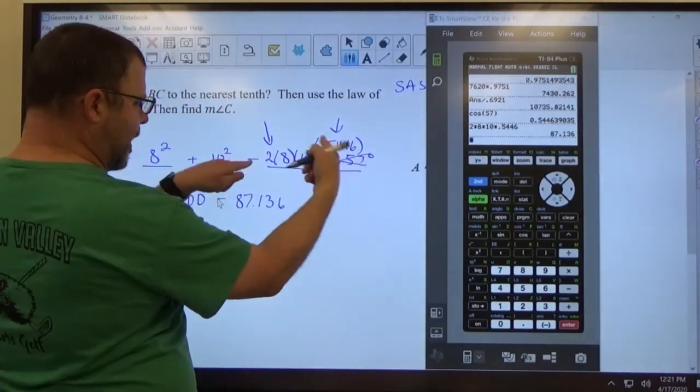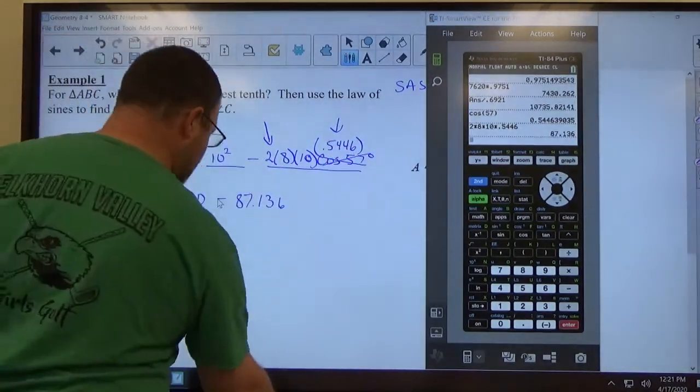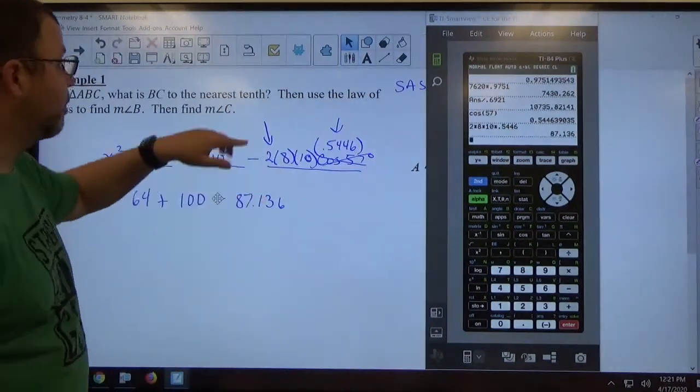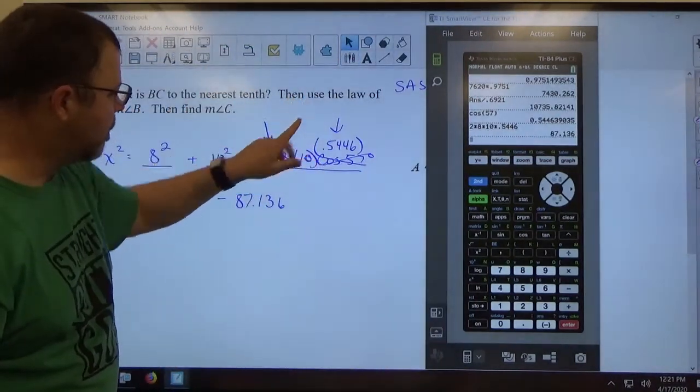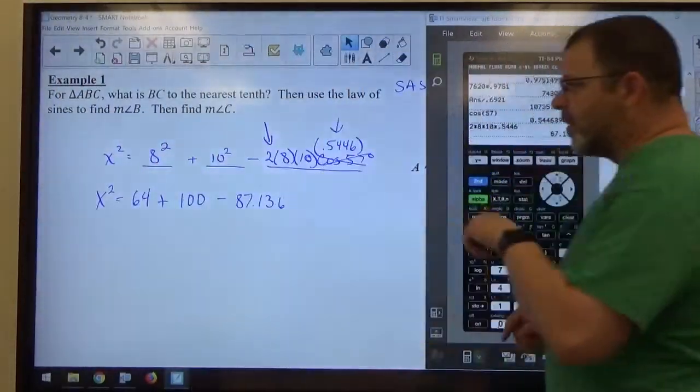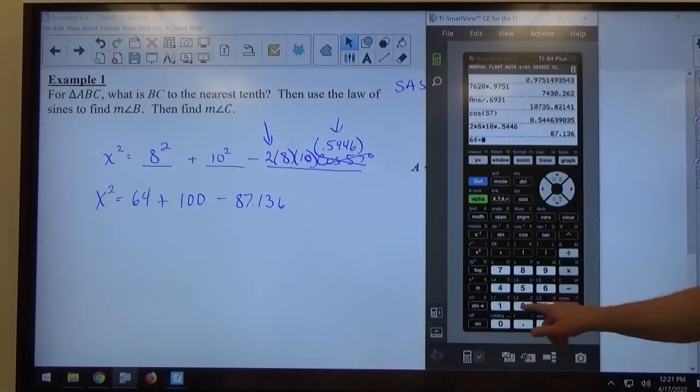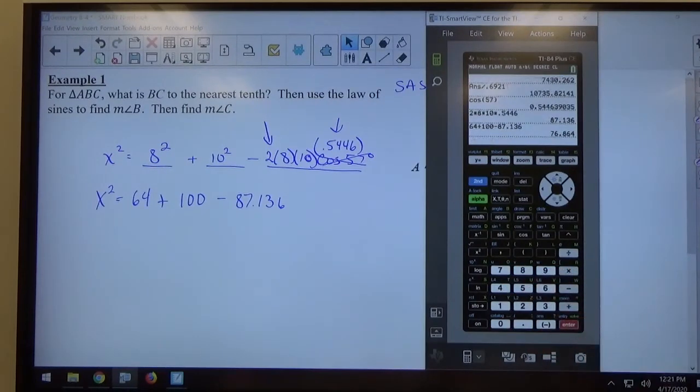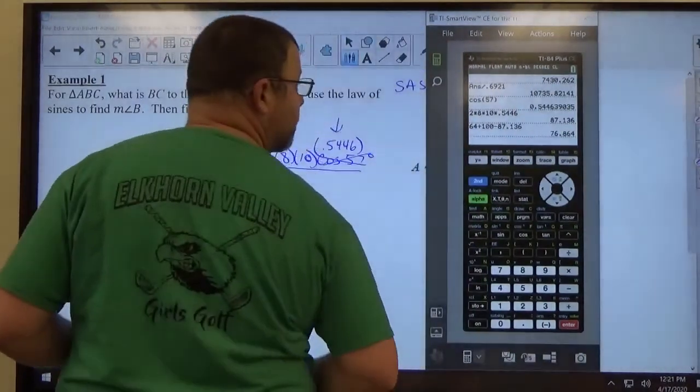If that's negative, negative times negative makes a positive. Right? In this case, it's minus because that's a positive number. Minus all that stuff just makes minus that number. Then I just have to type in 64 plus 100 minus 87.136. That tells me x squared equals 76.864.